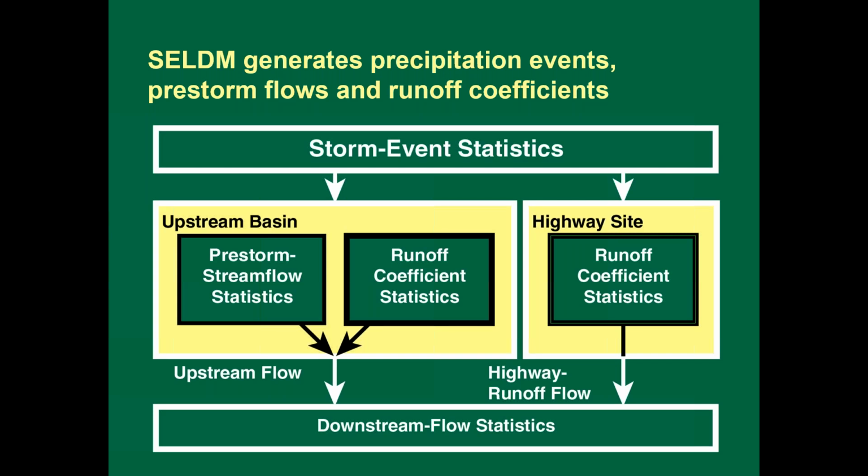So those are the latitude and longitude. The drainage area is used to identify stream flows to use to define the pre-storm flow. The total impervious fraction is used to calculate runoff coefficient statistics for the upstream basin and the highway site. And the basin length, slope, and basin development factor or imperviousness are used to calculate the timing of runoff from the upstream basin and highway site. So we get those two summations of flow from the upstream basin and the highway. And again, we just add them together to get those downstream flows for each event that SELDM simulates.